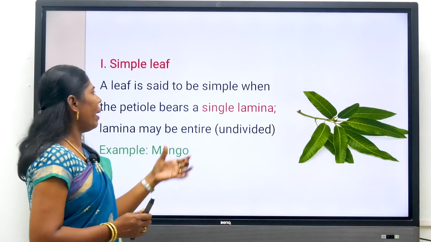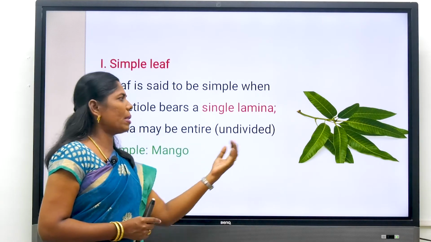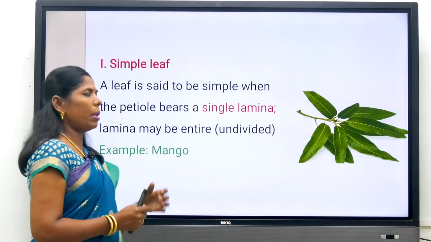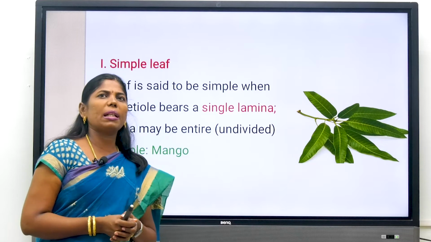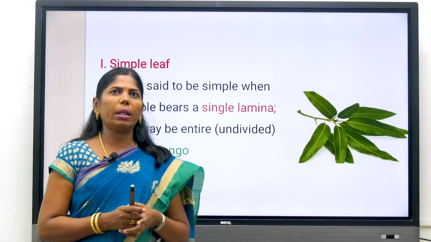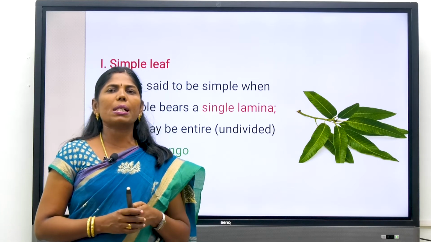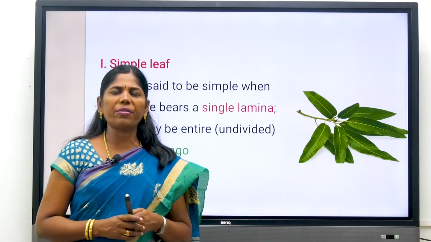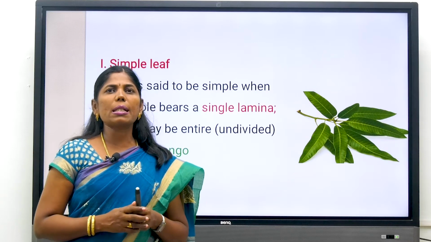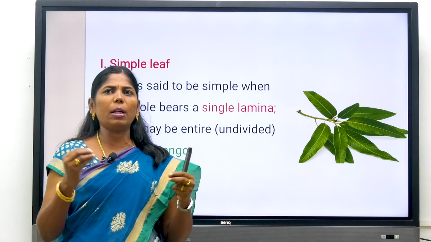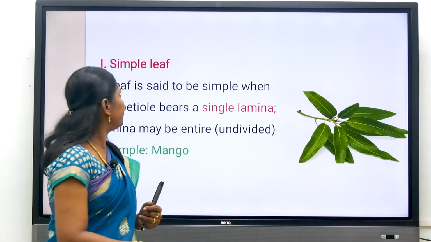It may be an entire leaf. It's not divided. You can see here the leaves are not divided. Okay, so an example is mango. Simple means single, remember that. It has a single lamina, a single node. A leaf arises from a single node. So that is a simple leaf, that is an entire leaf. We cannot see any segments or any lobes from the margin.